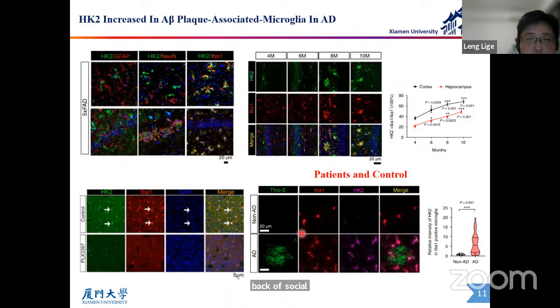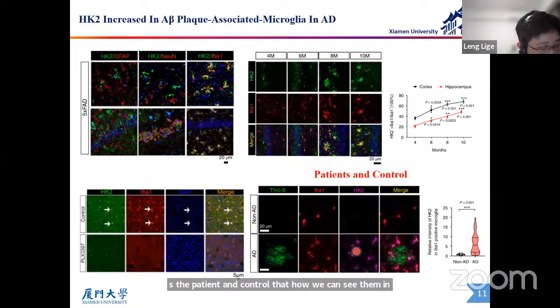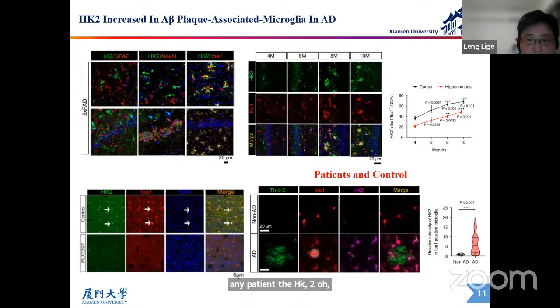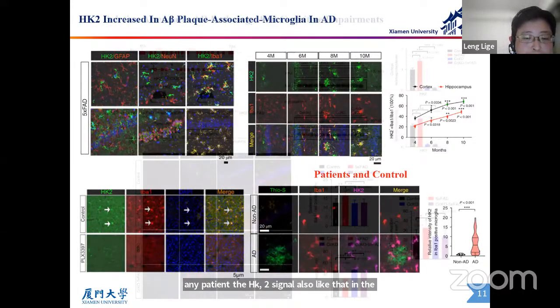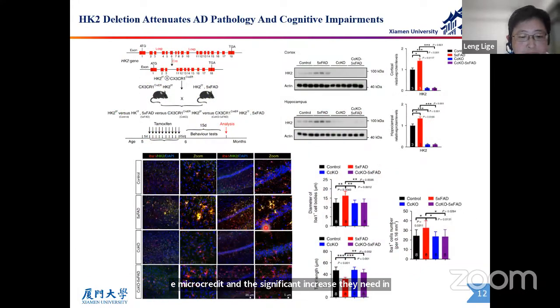Here is the patient control data. We can see that in AD patients, the HK2 signal was also expressed in the microglia and significantly increased. This result indicates that HK2 expression is increased in amyloid-beta plaque-associated microglia.